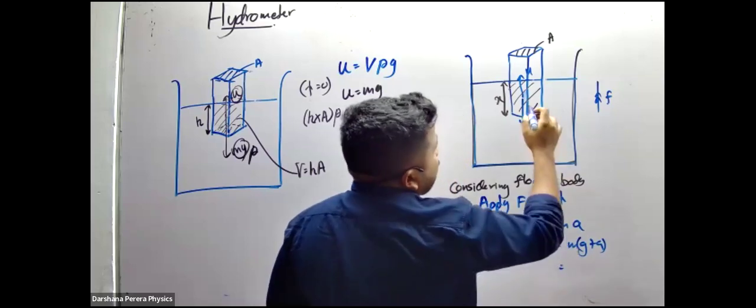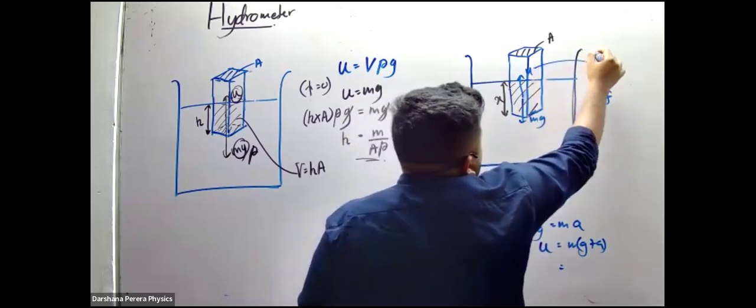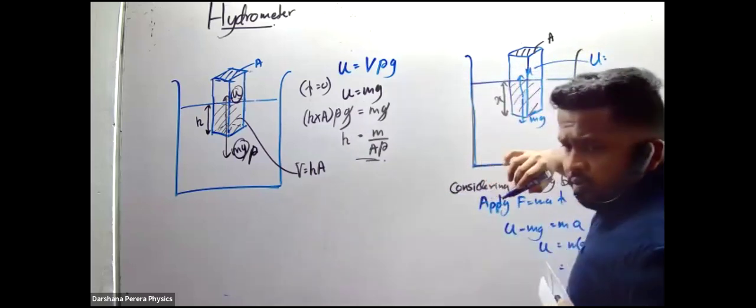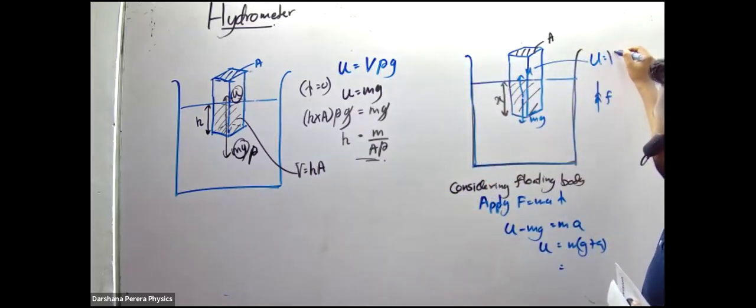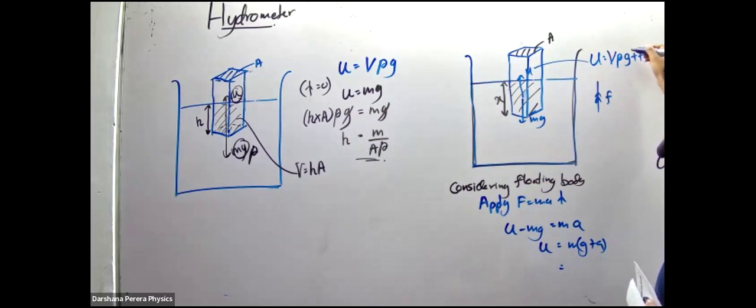So we know what is the U? U equals what? Previous case we have discussed. G plus a, no? U equals V rho (g plus a).